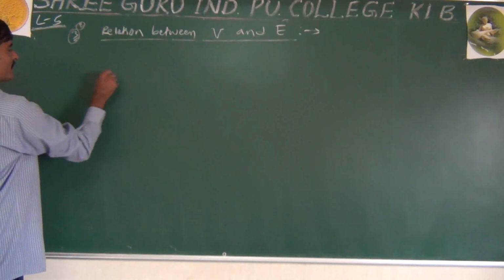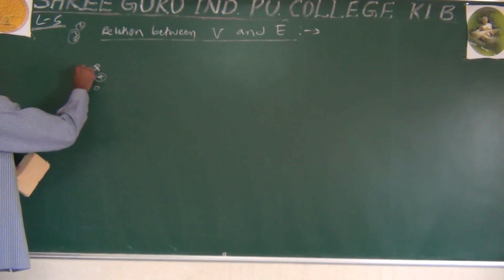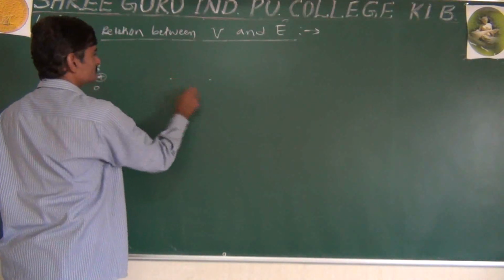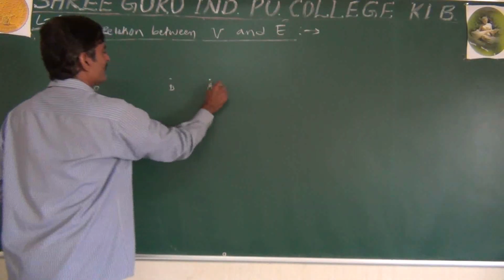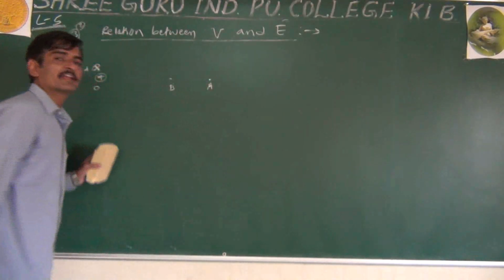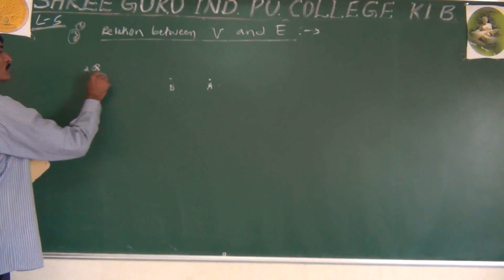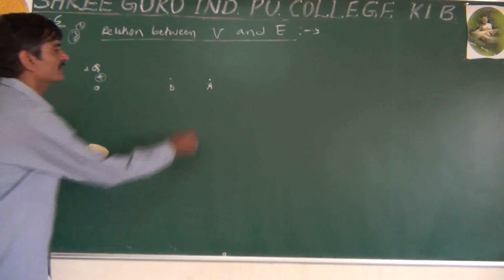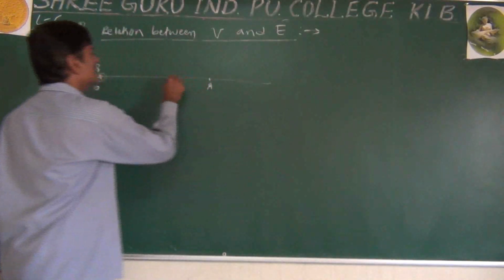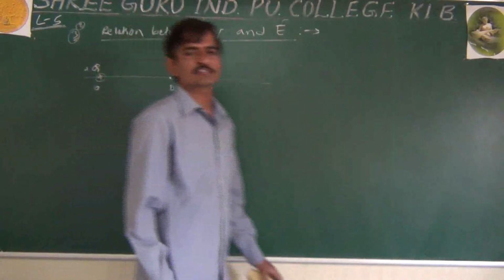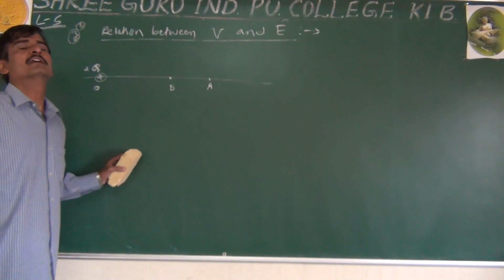For that, consider a source charge plus Q placed at a point O. Let A and B be the 2 points in the electric field of this source charge, and these 2 points are very close to each other, such that the electric field between these 2 points is almost considered to be constant.